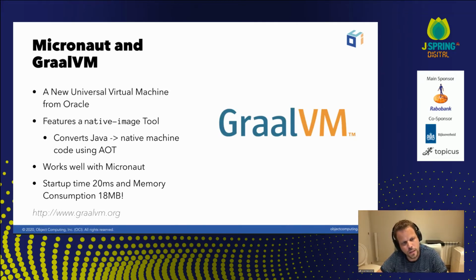Another technology which was open sourced and announced after we open sourced Micronaut is GraalVM, which is a universal virtual machine from Oracle. When it was announced, I looked at it and it happened to have this tool called Native Image, which essentially used closed world static analysis to produce an ahead-of-time compiled native image from Java code.